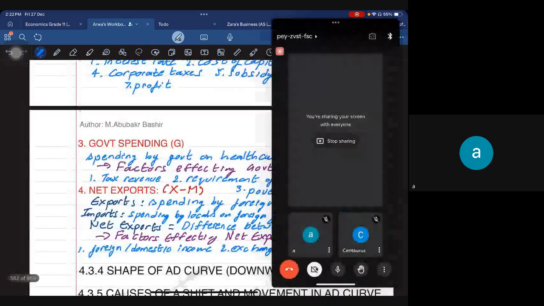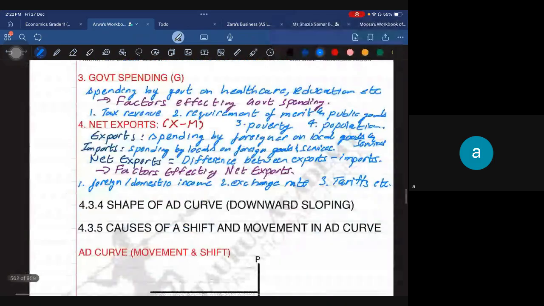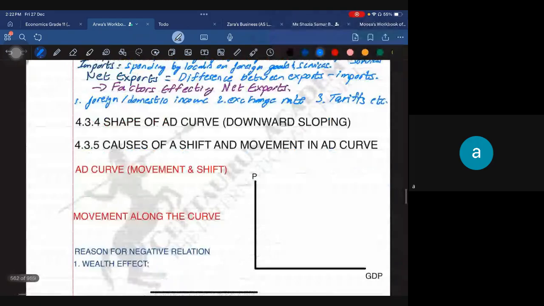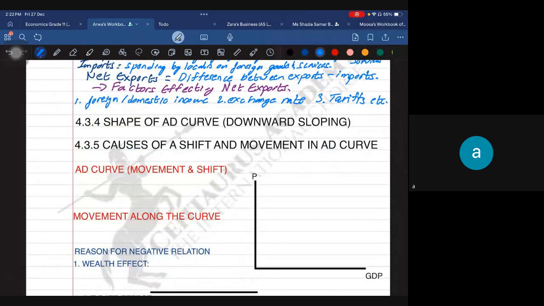Okay, now coming to the next part, the shape of aggregate demand. It is obviously going to be downward sloping, and then we are also going to talk about the causes of shifting and movement in the aggregate demand curve. So, first thing, aggregate demand curve movement and shift.